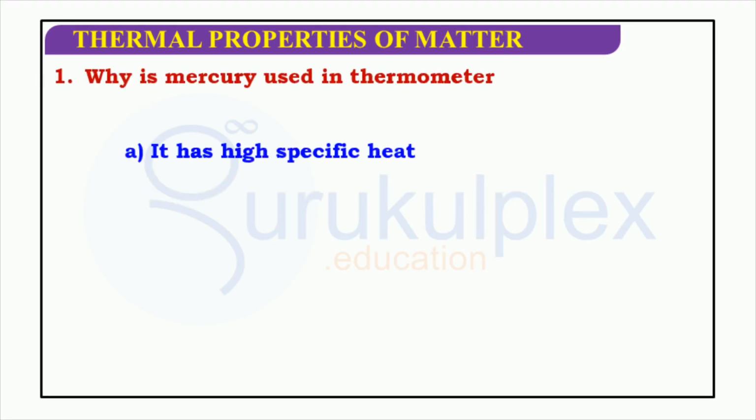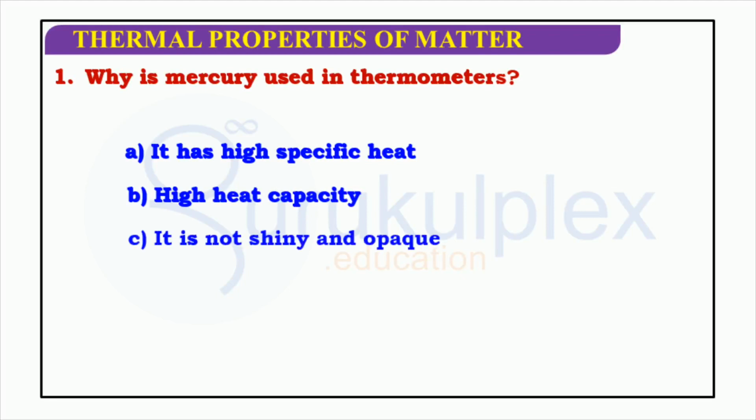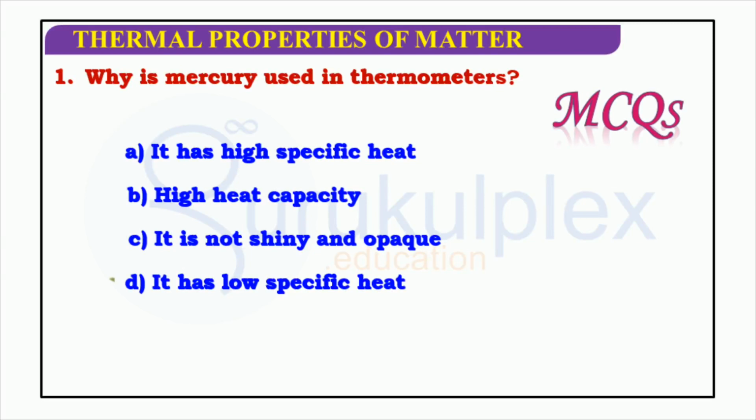Mercury is a remarkable element due to its unusually low melting point and high boiling point, making it suitable for thermometers. Moreover, its high heat capacity and low specific heat make it an ideal choice for measuring slight alterations in temperature, thus it is widely used for temperature measurement.